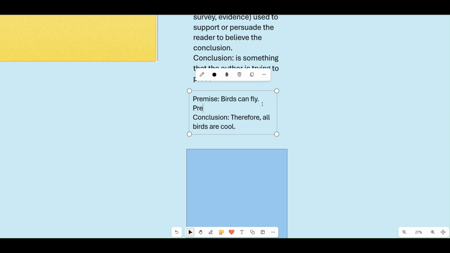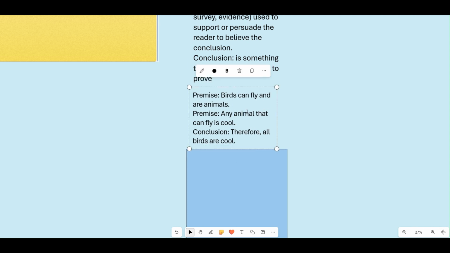And we could possibly make this argument stronger by saying that any animal that can fly is cool. And we can make it even stronger with birds that can fly and are animals. So this makes it a strong argument. They can fly and they're animals. And we say that any animal that can fly is cool. Therefore, the birds are cool.